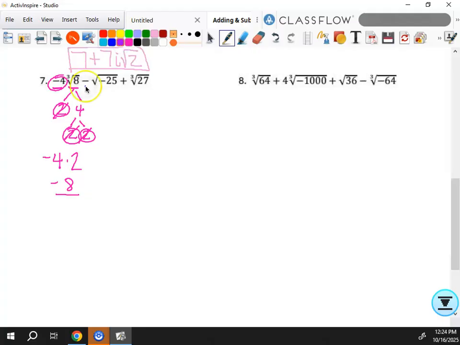Then I have minus, what's the square root of 25? 5. But what else do I need? I. So this guy is right there. Okay, we good on that?